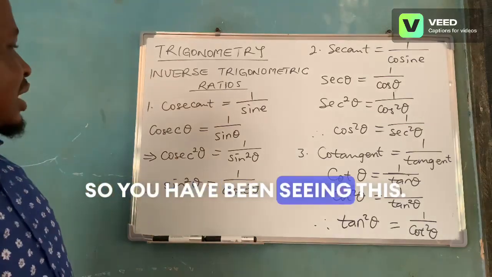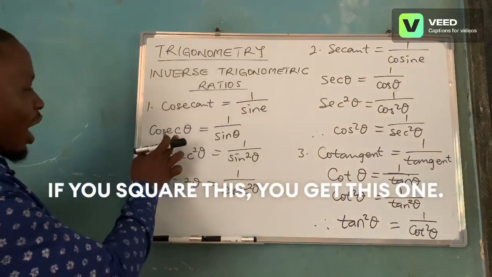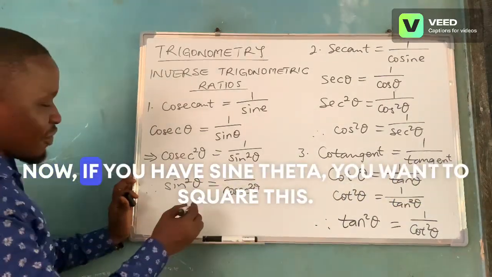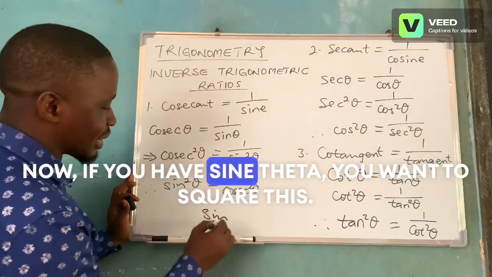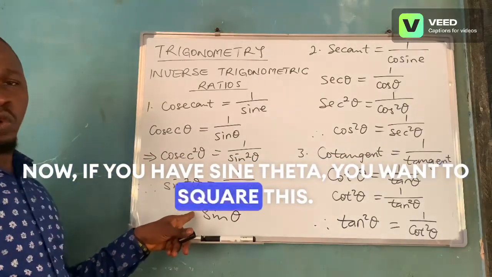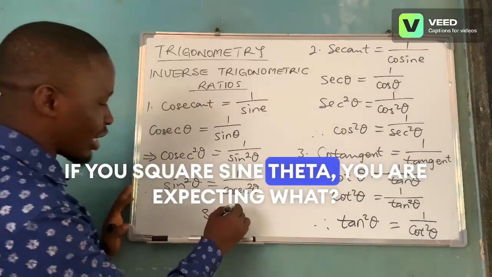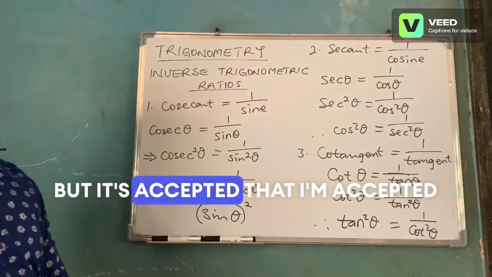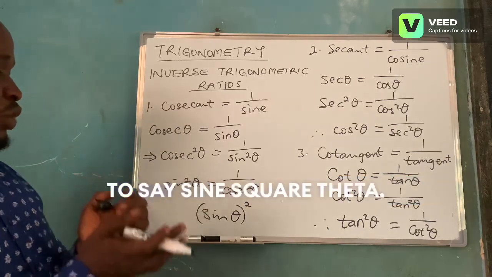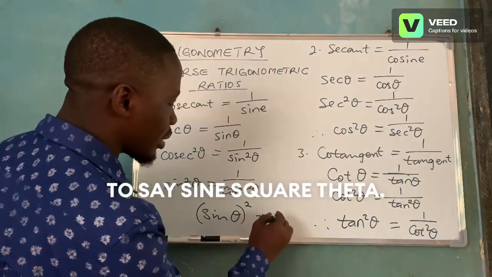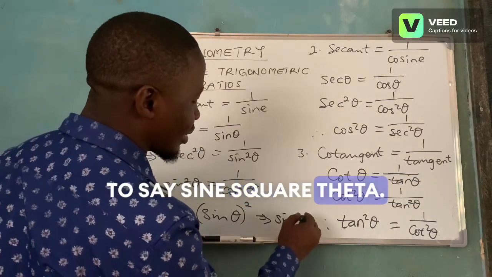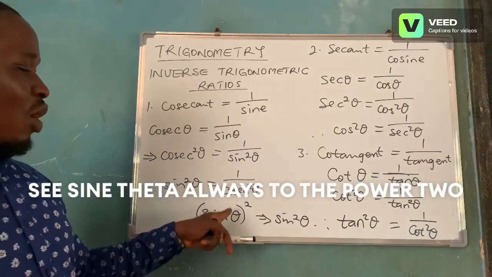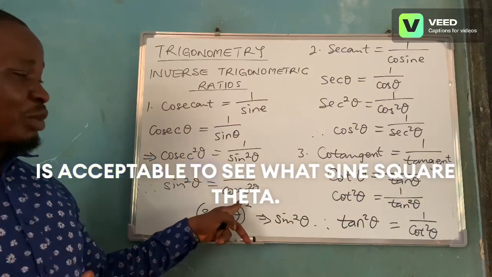So you have been seeing me saying what? If you square this, you get this one. Now, if you have sine theta and you want to square it, you are expecting sine theta all squared. But it is acceptable to say sine square theta. Sine theta all raised to the power 2 is acceptable to say as sine square theta.